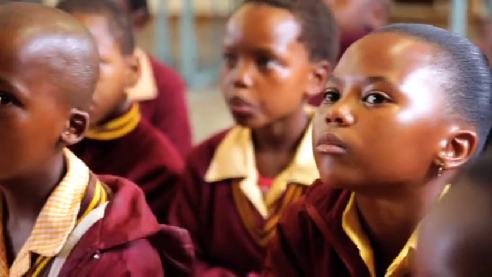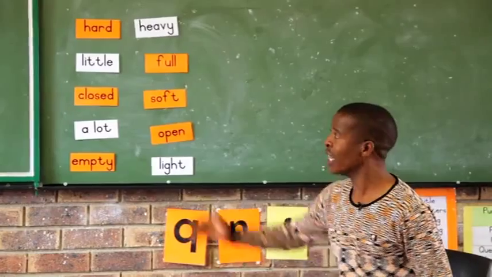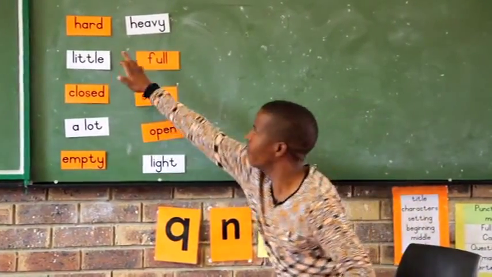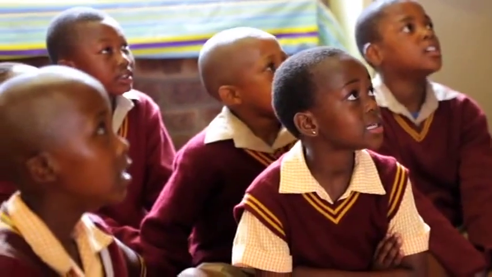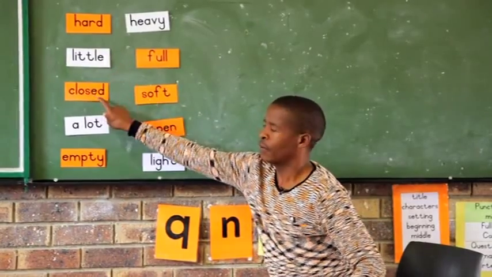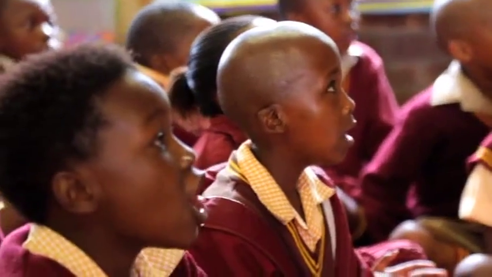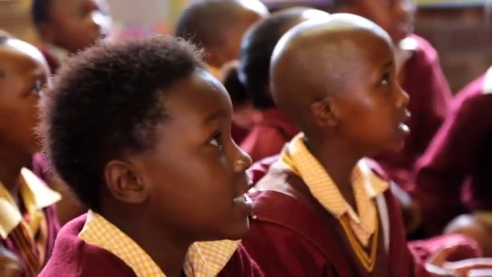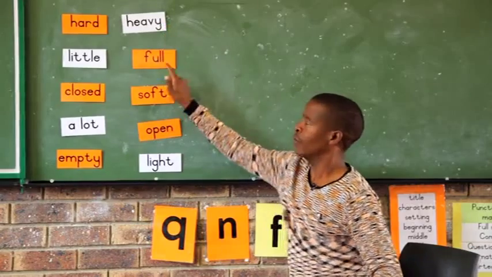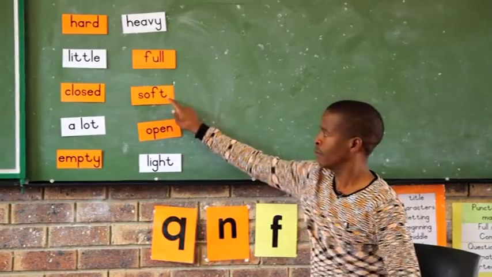There are words on the board. Can you all read these words? Let's read them. Hard, little, close, a lot, empty, heavy, full, soft.